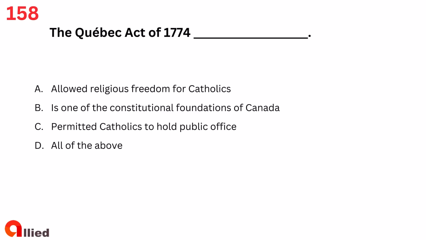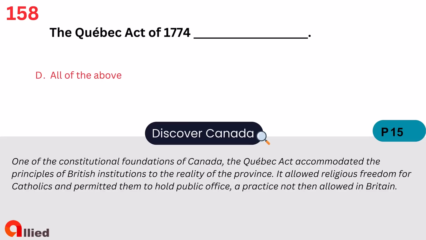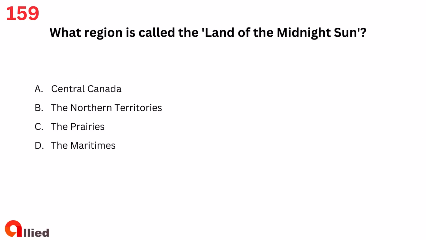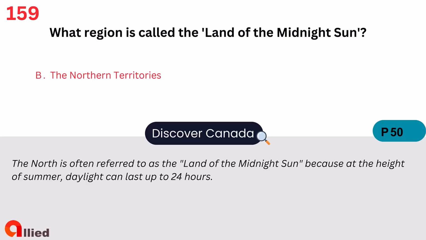Question 158. The Quebec Act of 1774. A. Allowed religious freedom for Catholics. B. Is one of the constitutional foundations of Canada. C. Permitted Catholics to hold public office. D. All of the above. The answer is D. All of the above. Question 159. What region is called the Land of the Midnight Sun? A. Central Canada. B. The Northern Territories. C. The Prairies. D. The Maritimes. The answer is B. The Northern Territories.